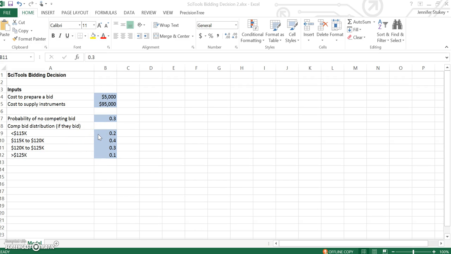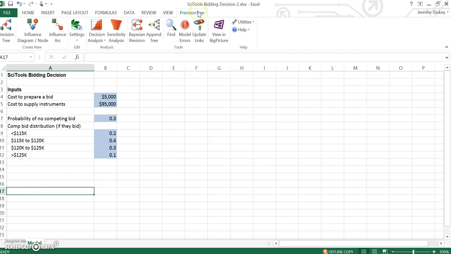So let's go ahead and start building the decision tree. I'm going to click on cell A17 with this model. It doesn't matter exactly where you put it. And I'm going to go to my Precision Tree tab. If you don't have this in yet, you need to download the Precision Tree software and install it. And then you go to the icon for Precision Tree on your desktop and click on it, and it will launch the Precision Tree software.